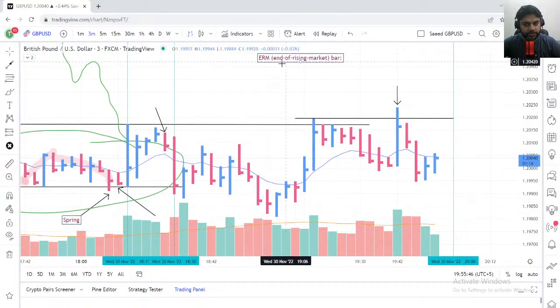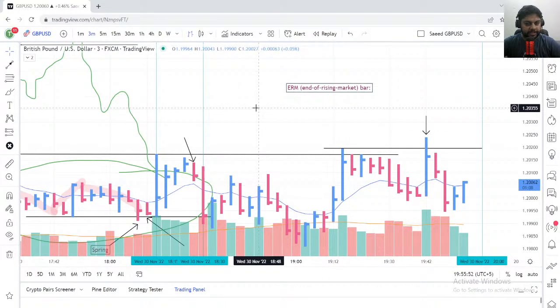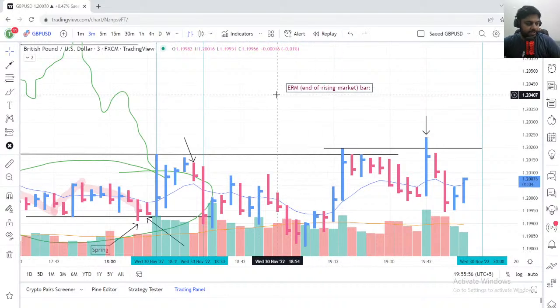But how do we know that the market will go down after these bars? Because there was a strong down move at the back. So I'm going to give you the definitions of these two bars shortly.